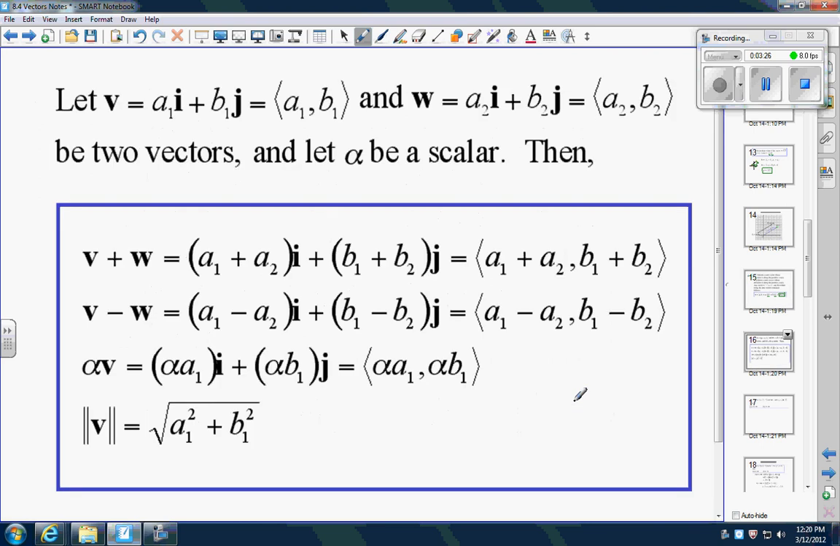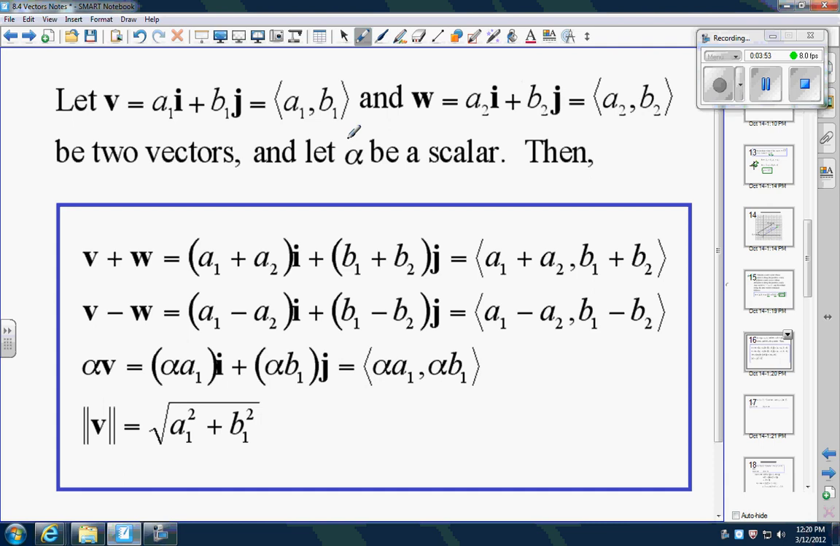Here are some rules for them, which pretty much just make sense. And again, either form is okay. So if you want to leave it in this form or this form. Here's a vector v. It's got an a1 and a b1. We're using the i's and j's here. It's the exact same thing as this. Both these are the same. You get a vector w, a2 and b2. These are the exact same thing.